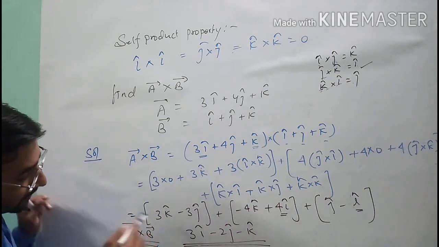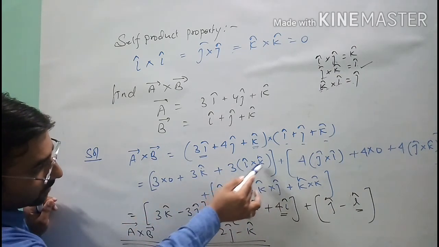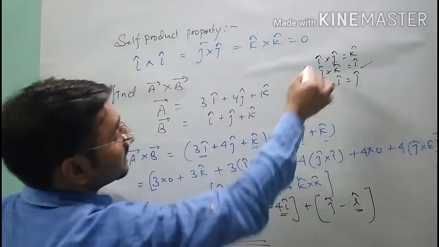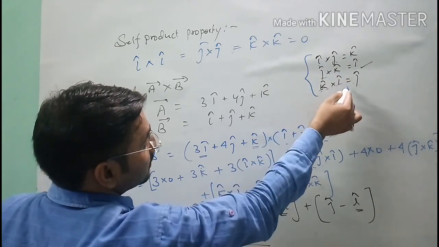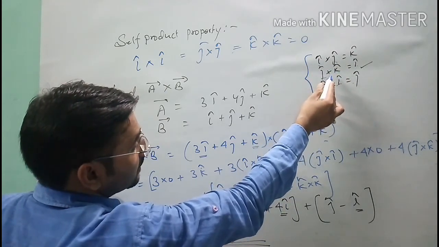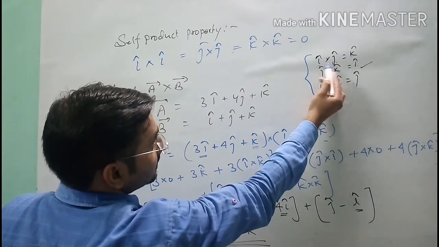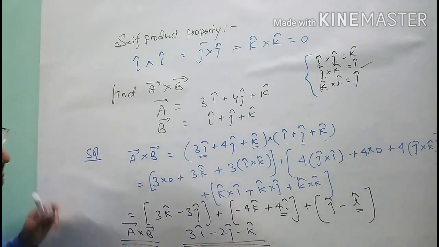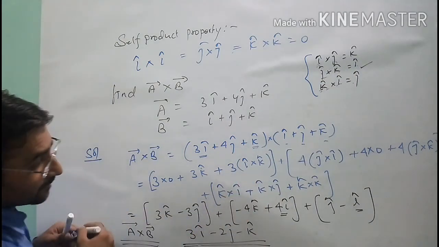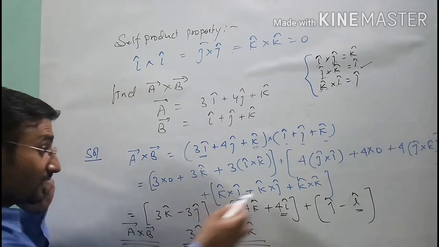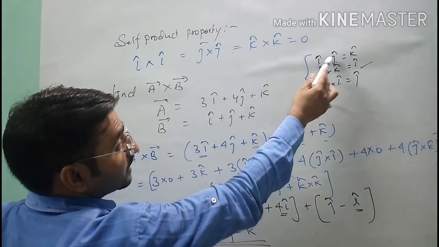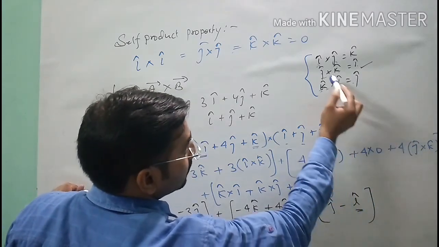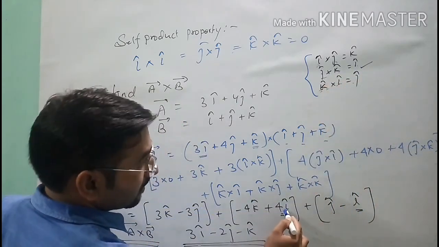See once again, i cross k equals j in negative terms. If every term is the same as given here, it will be positive. If the direction is opposite, meaning what comes first comes later, then the direction will be negative. So i cross k will be minus j. And j cross i is opposite to i cross j, so it will be negative k. And here 0, and j cross k equals i.